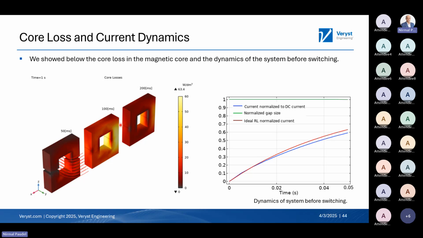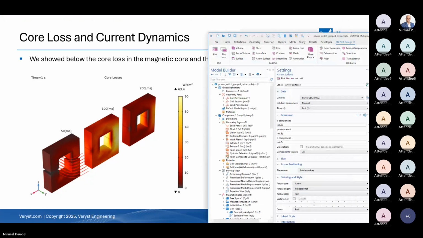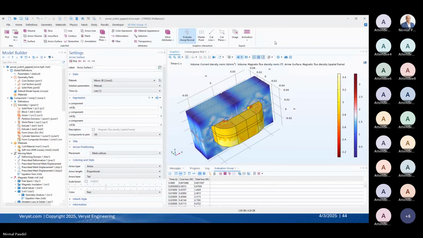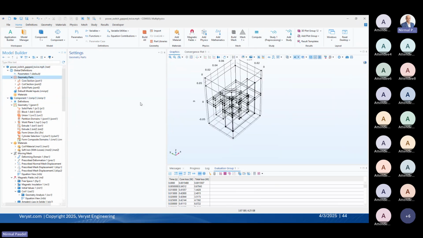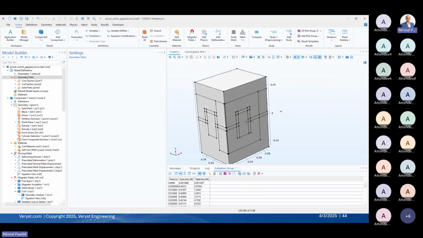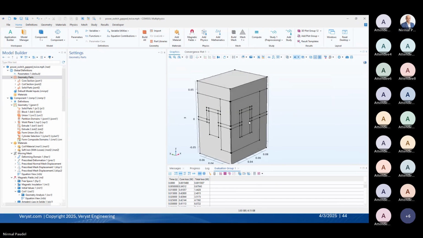Here are some of the losses on the core at different times. Let me switch into the software briefly here. All right, so first of all, we have the geometry here. As I mentioned, we are only simulating 1/4 of it.